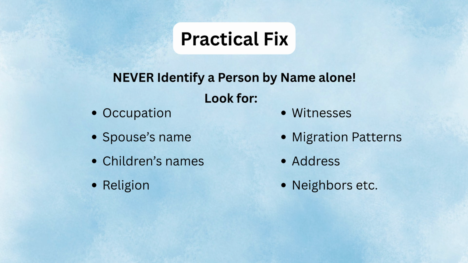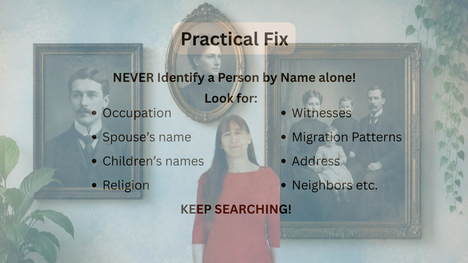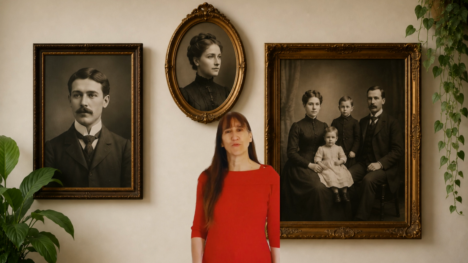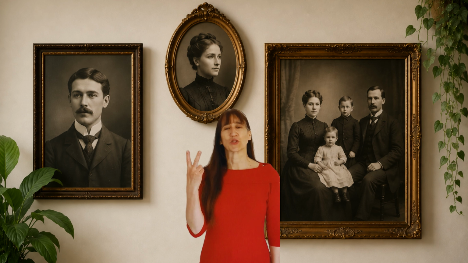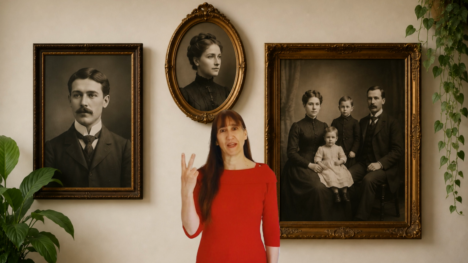If the evidence is weak, keep searching. Build an identity from as many details as possible so you can tell your Johann Müller apart from all the others. Now let's move on to mistake number 2, which is probably the most common mistake today.